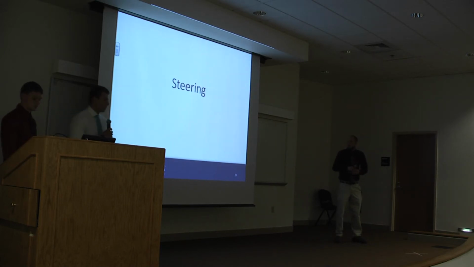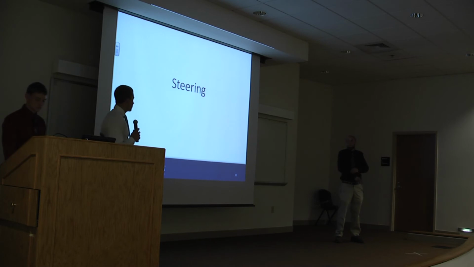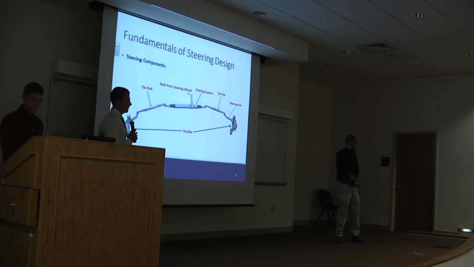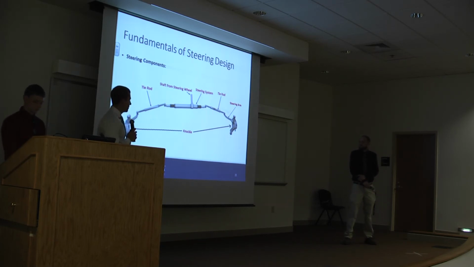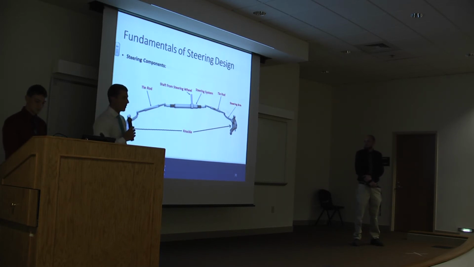So now we'll move into the steering design. To start off, we'll go over a picture with the components in there. Again, like I said, we have the steering knuckle for both the left and right. Fabricated onto the steering knuckle is the steering arm. Then there are the tie rods, and then the steering system, which in our case will be a rack and pinion. And then you also have the steering shaft coming off the steering wheel that connects to the rack and pinion.